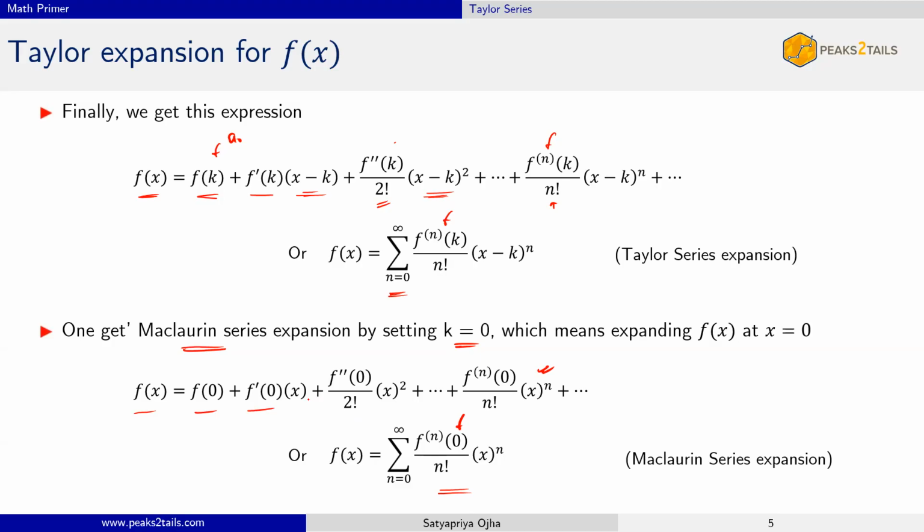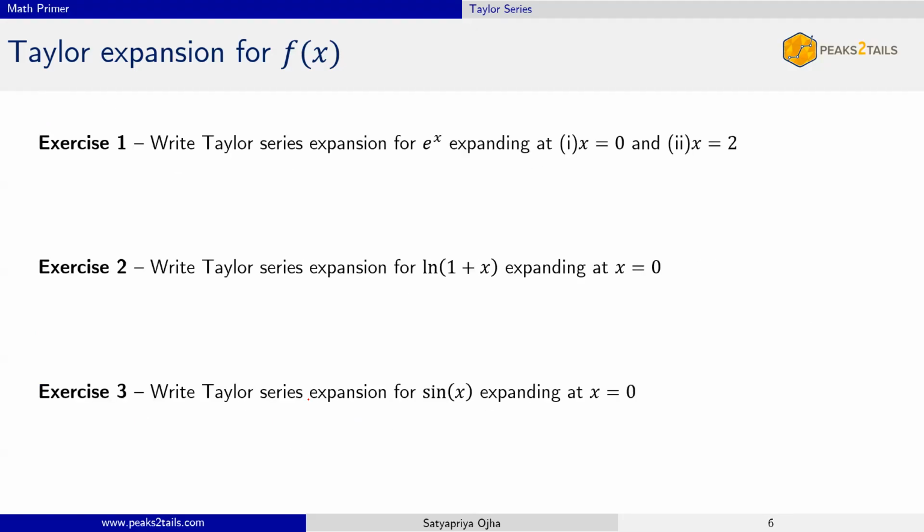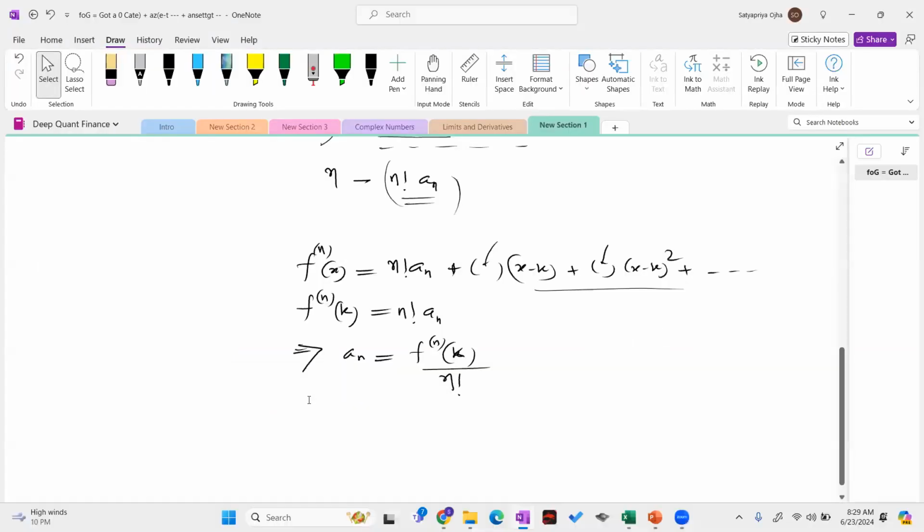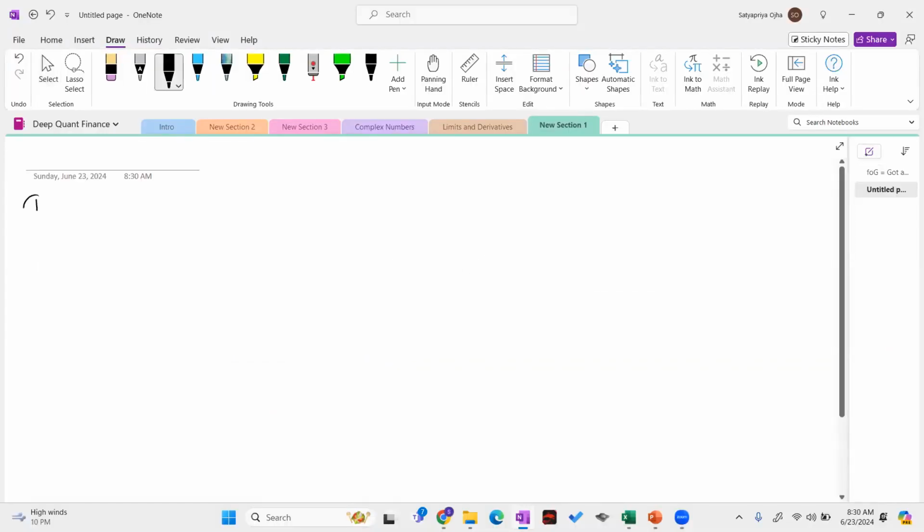That's it. So this is our infrastructure for today. Now, using this, you can do a lot of things, a lot of things. Let's proceed. Let's do some quick exercise. First and foremost, so what does it say? Write Taylor series expansion for e to the power x, expanding at x equal to 0 and x equal to 2. Let me do it here, and then we'll write the result. Okay, question number 1. Expand e to the power x.